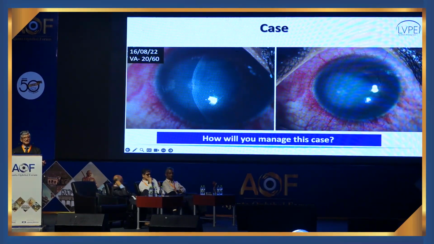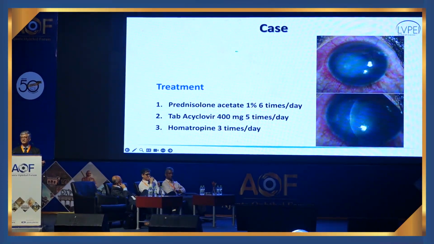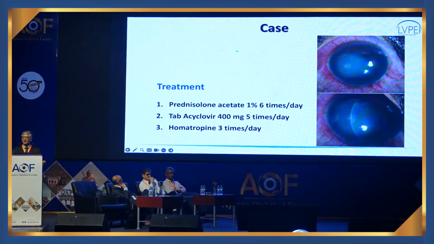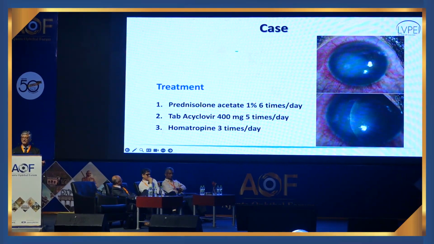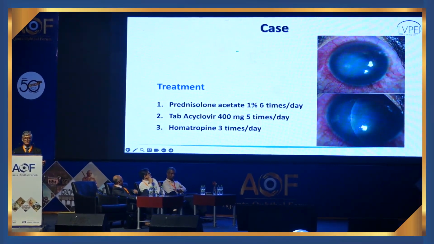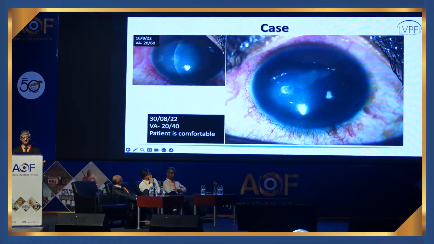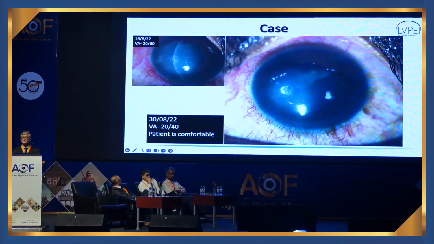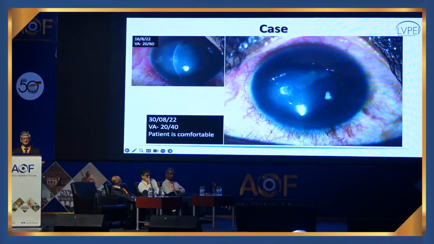I am sure that the first diagnosis that will come to your mind in a patient with localized corneal edema, which is a disciform shape, will be herpes simplex virus stromal keratitis. We thought the same, and the patient was started on treatment with prednisolone acetate 6 times per day, acyclovir tablet 400 mg 5 times per day with home atropine 3 times per day. In 2 weeks, the edema reduced and the visual acuity improved to 20/40.